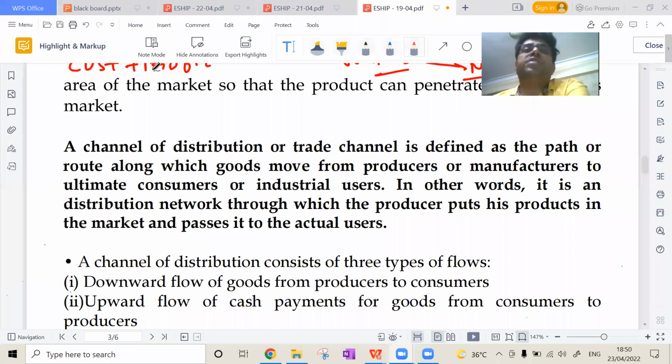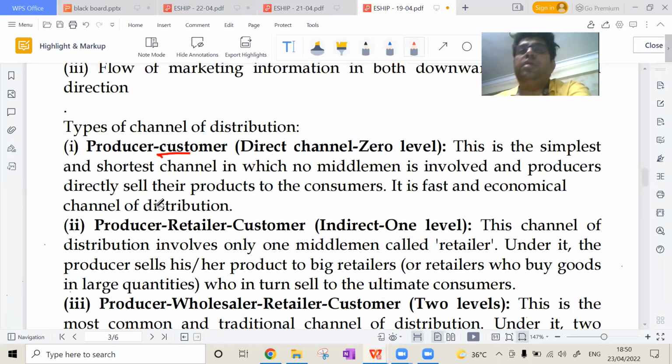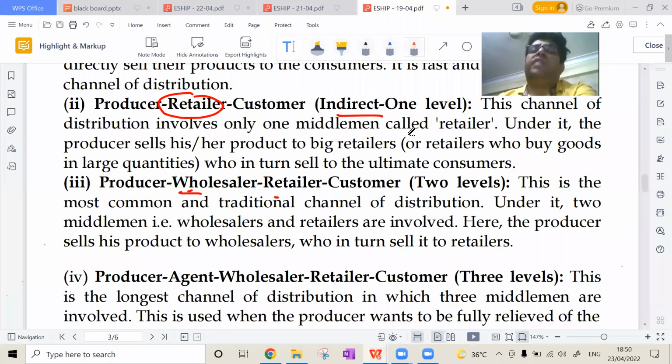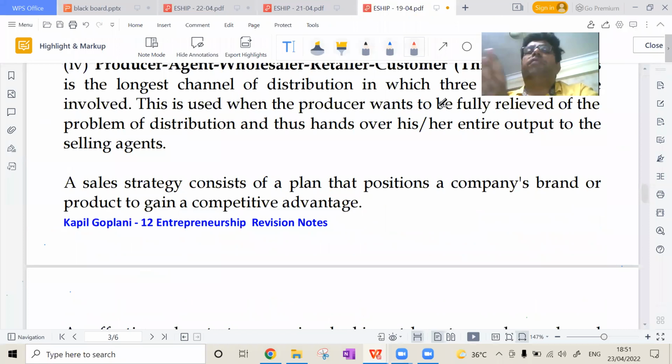Next is the channel of distribution, that is place. Now, beta, if you have seen the channel of distribution in your books, there are 4 channels given: directly to the consumer, then a 2-level channel, and where wholesaler, retailer, and then customer, that is a 3-level channel. So according to how many distributors or intermediaries there are, beta, that is the channel.